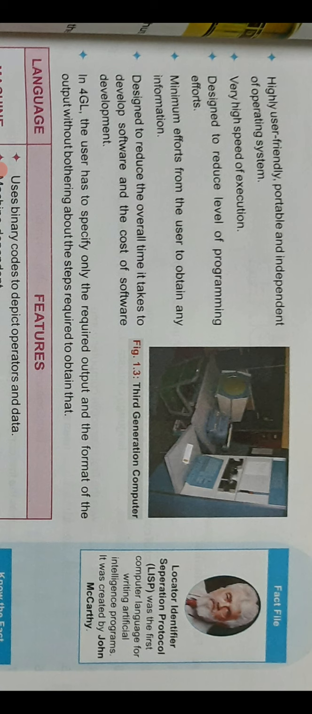So today we will start from fourth generation language. That is from our first chapter, the computer languages. First generation was machine language; second generation was assembly language; third generation was high level language; and the last one is fourth generation language, 4GL. So what is that, and what are the features of fourth generation language? So let's start.